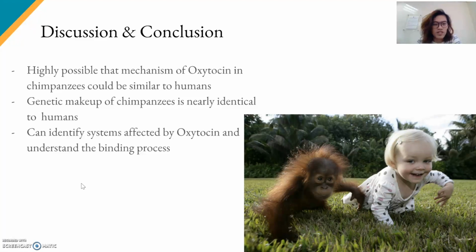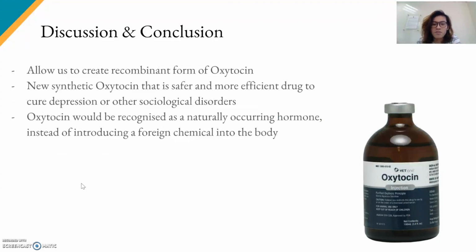Okay, now moving on to the discussion and the conclusion of our project. It is highly possible that the mechanism of oxytocin in chimpanzees could be similar to the mechanism of oxytocin in humans as well. So we can conclude that the genetic makeup of chimpanzees could be nearly identical to humans. We can also identify the systems that are affected by oxytocin and understand its binding process.